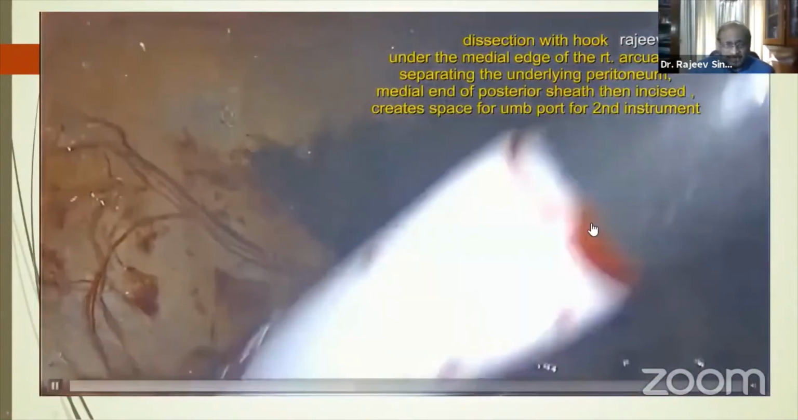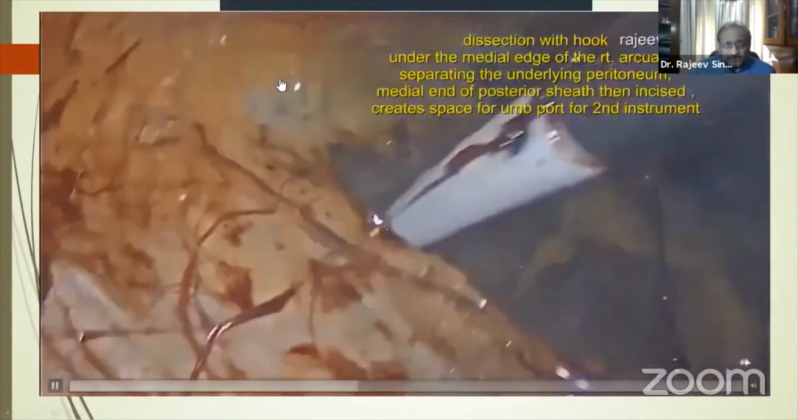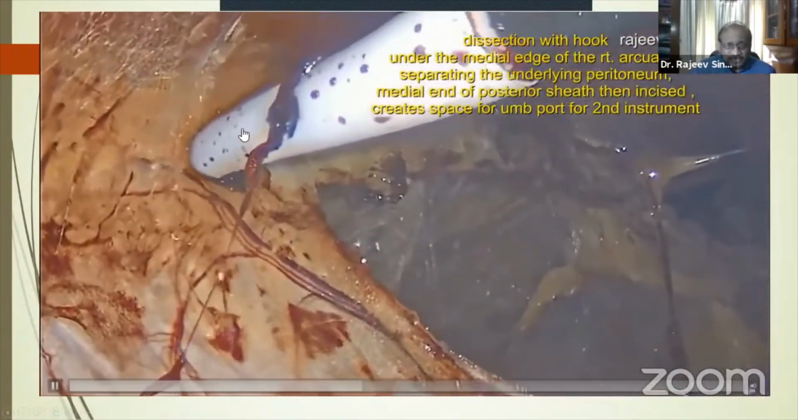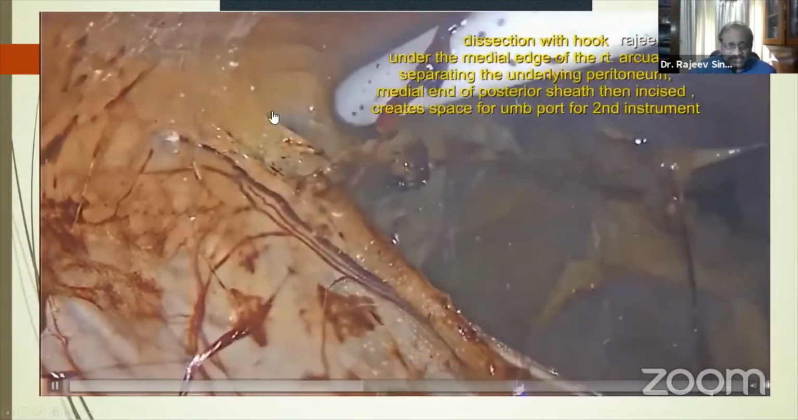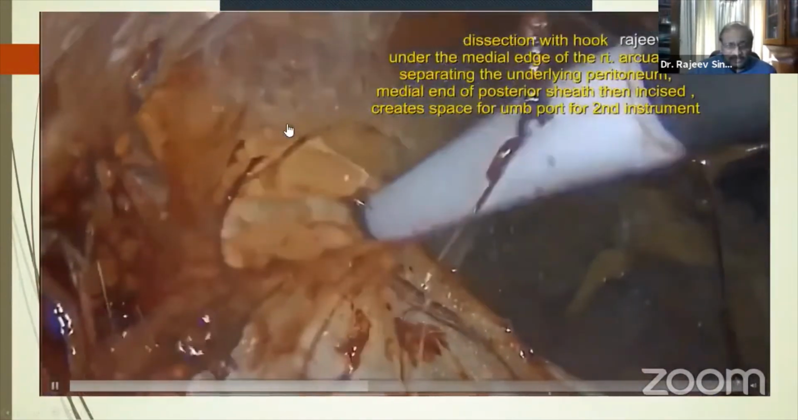So here is the linea alba. This is the linea alba. Remember, don't go very medial to it, or you will be damaging the linea alba. You should be at least 1 centimeter away from the midline. At least 1 centimeter. This distance is very important. If you don't take care of this distance, you're going to damage the linea alba.